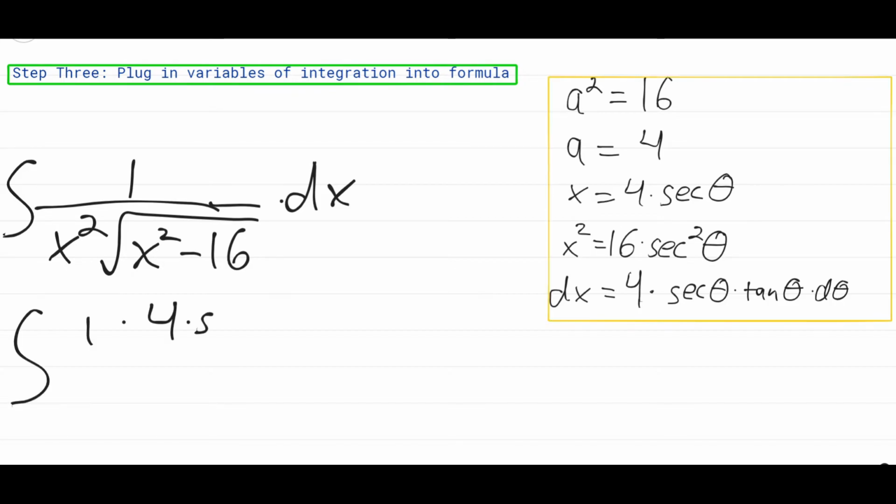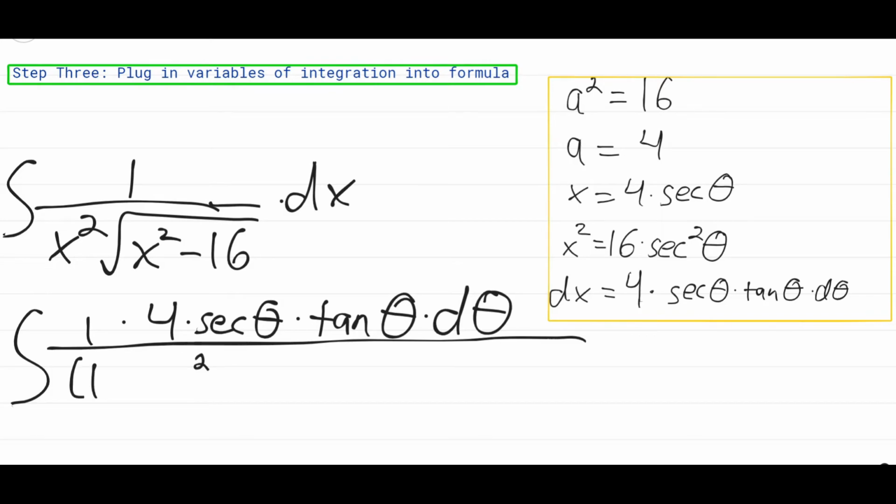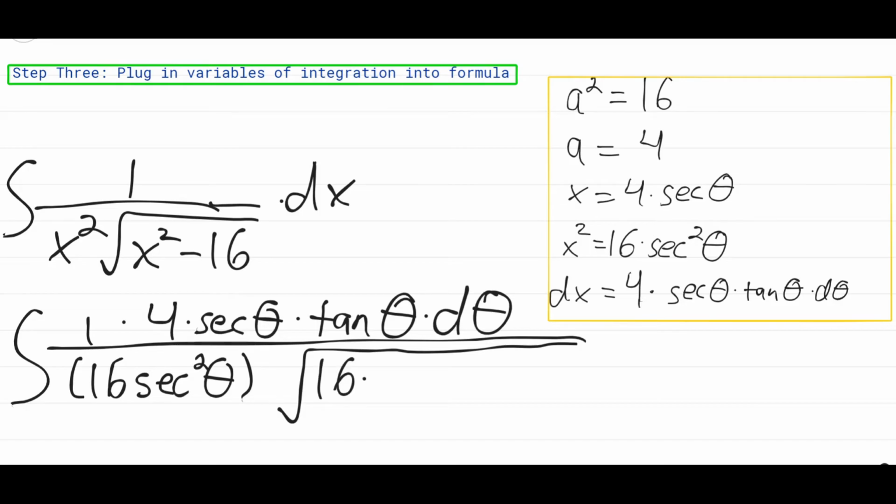We know our dx is 4 times secant theta times tangent theta times d theta. So that's us plugging in for dx. For x squared, we can plug in 16 secant squared theta. And for the radical, we're going to plug in x squared again, so 16 secant squared theta minus 16. So now let's integrate this in terms of theta.